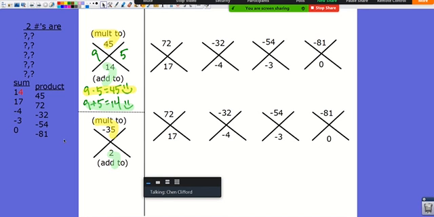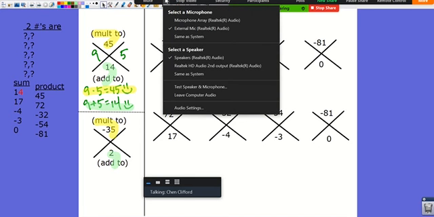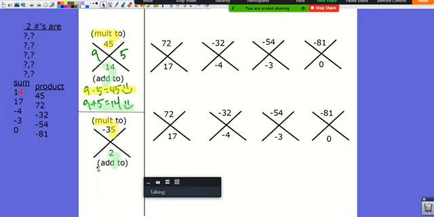Sorry. Once we find the two numbers, does it matter which side we put them on? No, it does not. That's a really good question, Dylan. You could have switched the 9 and the 5. Okay, it does not matter.